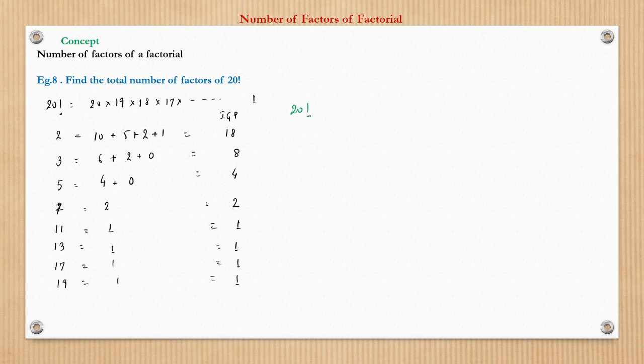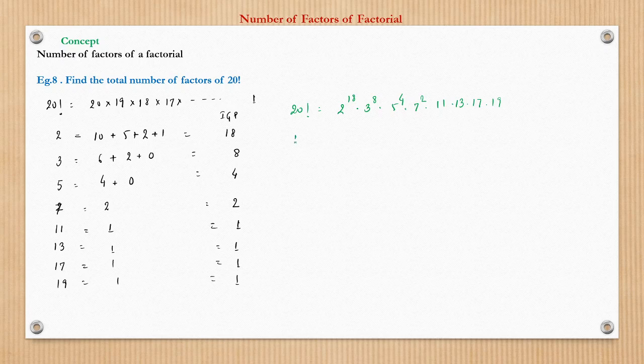So therefore 20 factorial I can write as 2 raised to power 18 into 3 raised to power 8 into 5 raised to power 4 into 7 raised to power 2 into 11 into 13 into 17 into 19. So therefore we have prime factorized 20 factorial, because we know that to calculate the number of factors of any number we first need to prime factorize that. This we have seen in the chapters on factors.